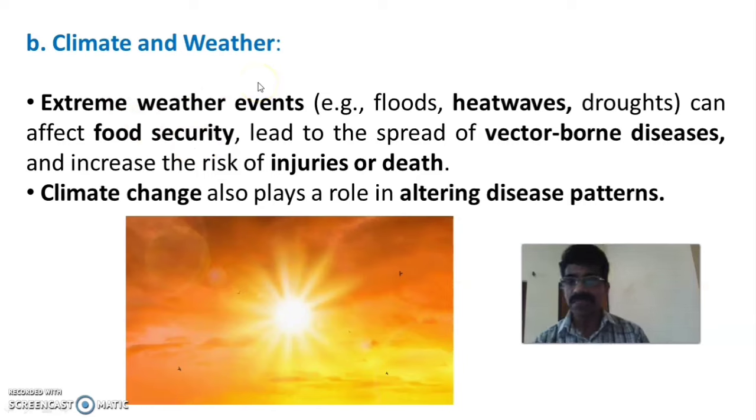Next is climate and weather changes. Extreme weather conditions, increased heat, increased cold, etc. may lead to floods, heat waves and even droughts. These all can affect the food chain, food pattern and food security of those people who are under floods, heat waves or droughts. That all leads to the spread of various vector-borne diseases. Vector-borne diseases are nothing but diseases transmitted by different vectors such as mosquitoes, flies, etc. Of course, it increases the risk of injuries and even death. Thus, climate change plays an important role in altering the disease pattern. As you know, in the summer season people have different outbreaks of diseases, and even in the rainy season or cold season people may be exposed to other problems. So both climate change and weather change will directly influence the health of the individual or human being.